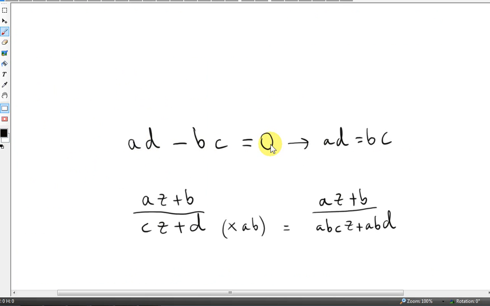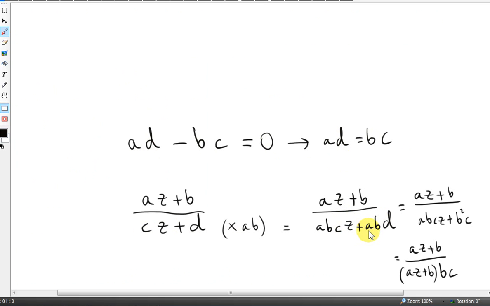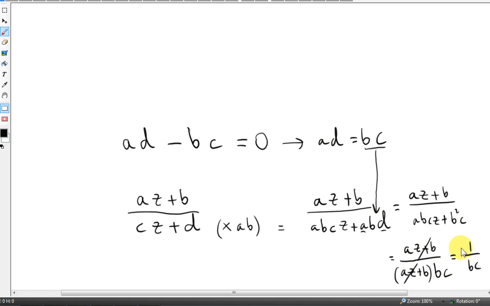Suppose AD minus BC is equal to 0. Well, that means AD is equal to BC. Now if we multiply the denominator by AB, we get this here. Now we could replace AD down here with BC. So here we get B squared C. And then we could take BC out of the denominator, and you see that the denominator is just a multiple of AZ plus B. So our bilinear transformation just becomes the constant 1 over BC, and that's not what we want.